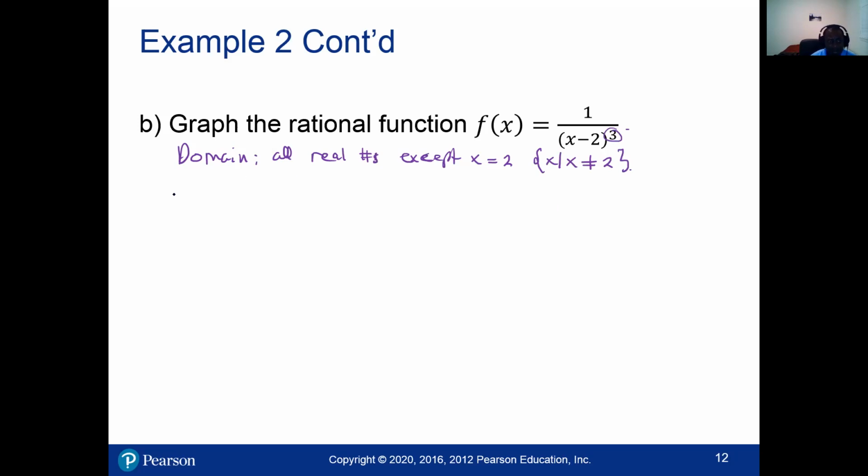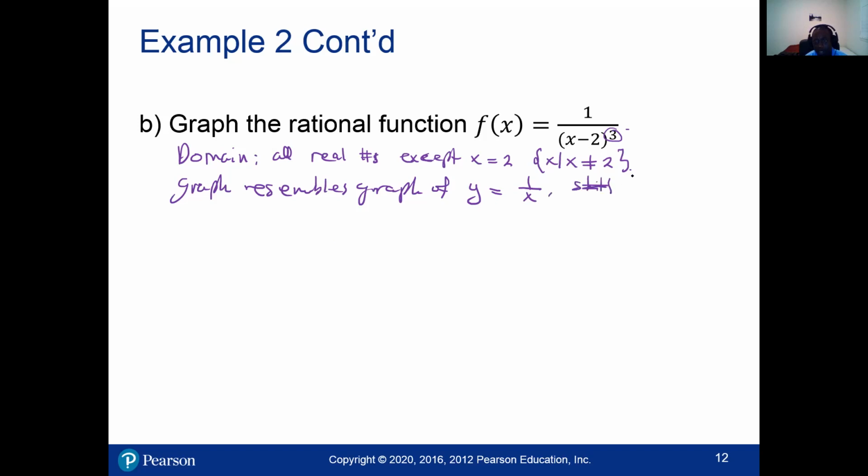this graph resembles the graph of y equal to 1 over x. So we're going to start with the graph of 1 over x. As we can see, we start with this graph and then we shift it 2 units.